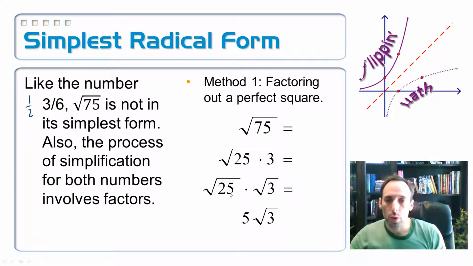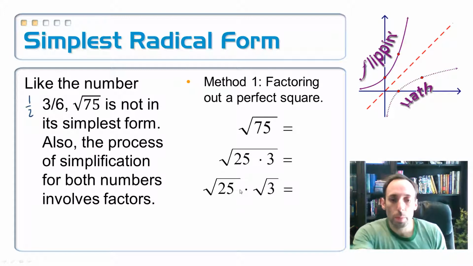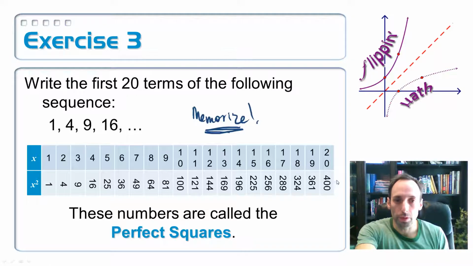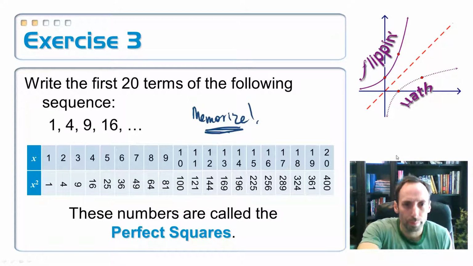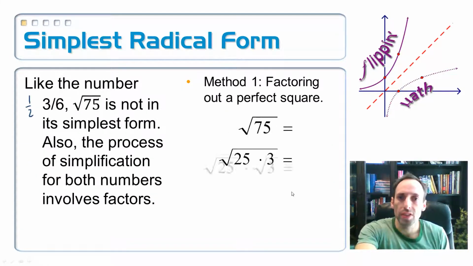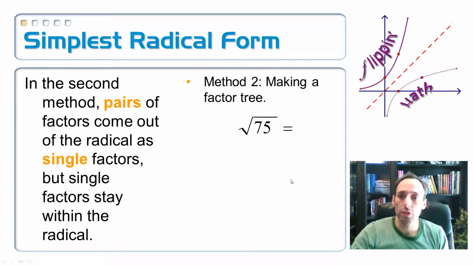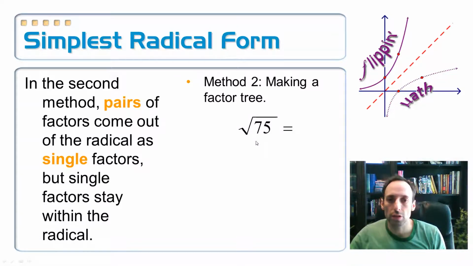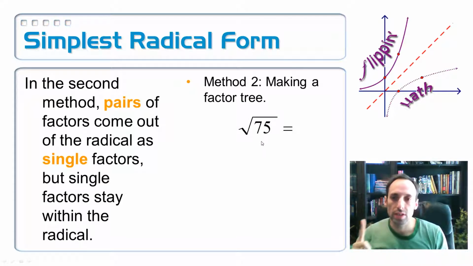Okay, so here's the first method. Factor in a perfect square. It's dependent upon you remembering or memorizing this huge list of numbers, and maybe even a little bit more. The second one is just involving a factor tree, and this one might be a little bit easier for some of you that don't have room in your brain to memorize perfect squares. So you want to make yourself a factor tree and look for pairs of factors. Any pair that you have is going to come out of that square root symbol as a single factor. Anything else has to stay inside of the square root.